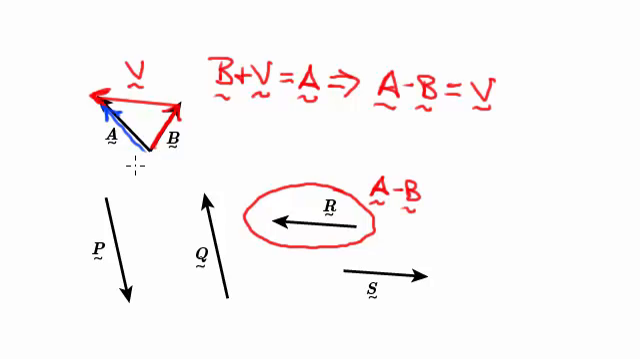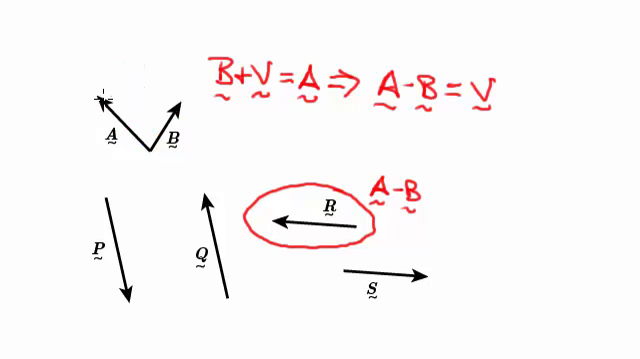Now I want you to notice that in my argument, I made an arbitrary choice. I said that vector V goes from the tip of B to the tip of A. Why did I choose the tip of B to the tip of A? I could have chosen the tip of A to the tip of B, right? That's just as valid. So let's try that and see what happens.